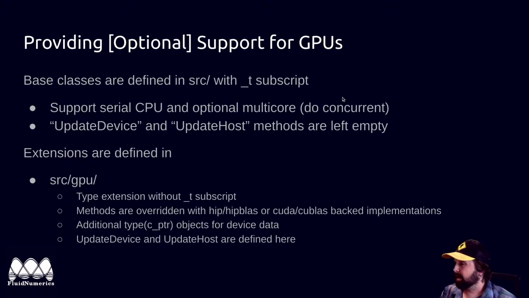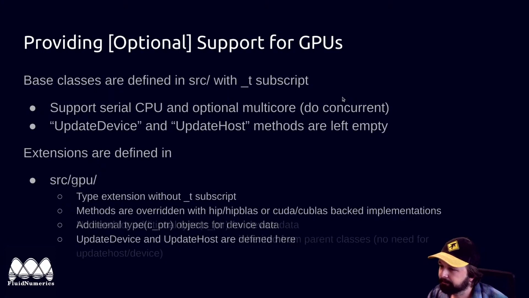And now, the way we do everything is all of our HIP or CUDA kernels are written in C, and the wrappers for launching those kernels are exposed through ISO C binding. So we need type(c_ptr) pointers to be able to interact with the GPU, hence the type(c_ptr) for all of our device data. And then we override the update device and update host type-bound procedures so that we actually do the data moves when you're building for a GPU.